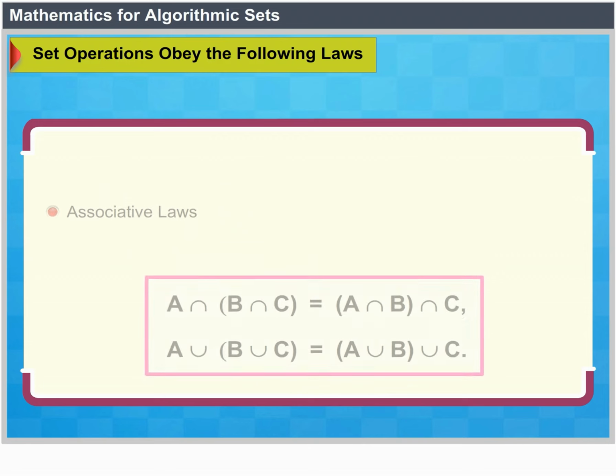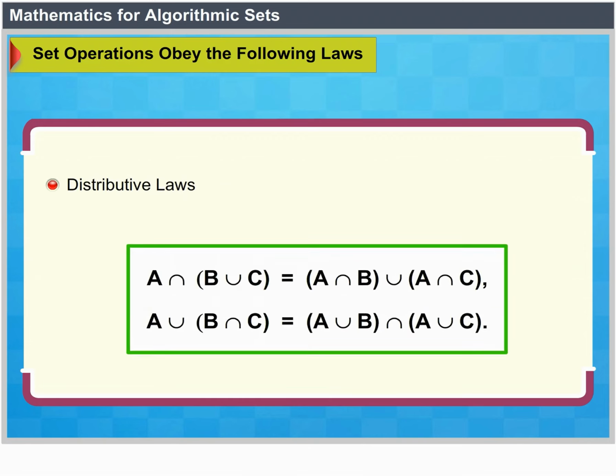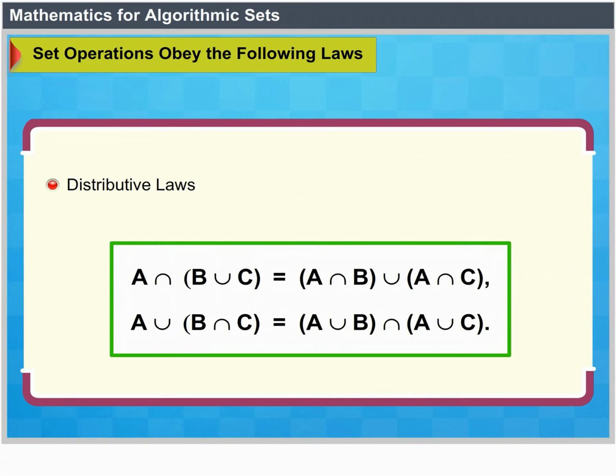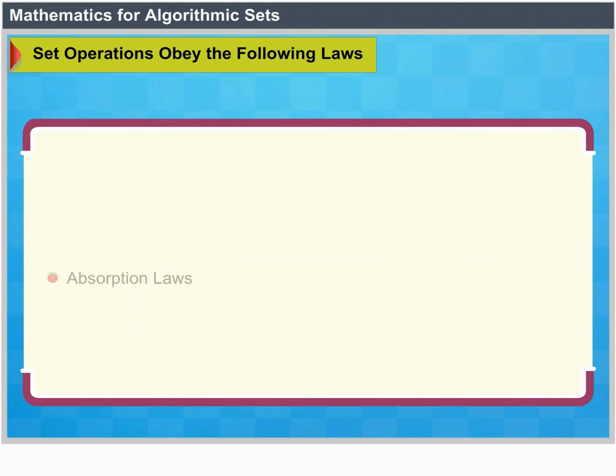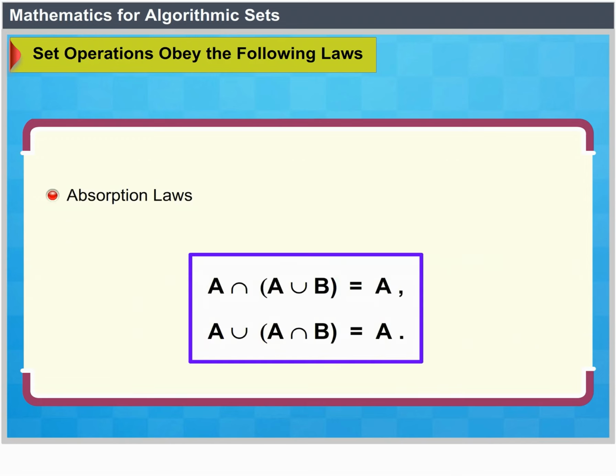Distributive laws. A intersection of B union C is equal to A intersection B union A intersection C. A union of B intersection C is equal to A union B intersection A union C. Absorption laws. A intersection of A union B is equal to A. A union of A intersection B is equal to A.